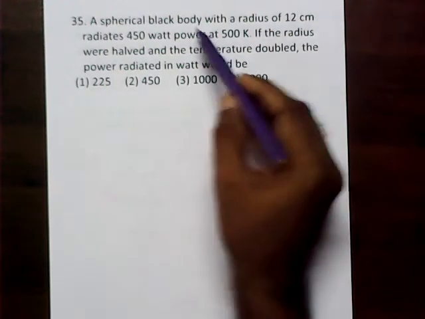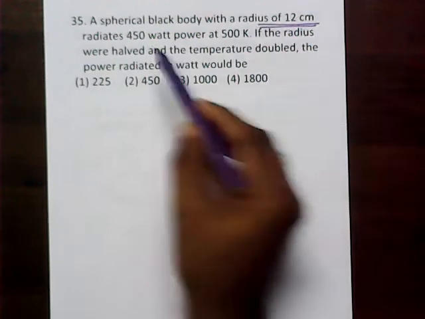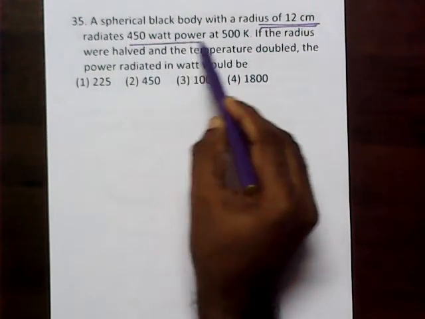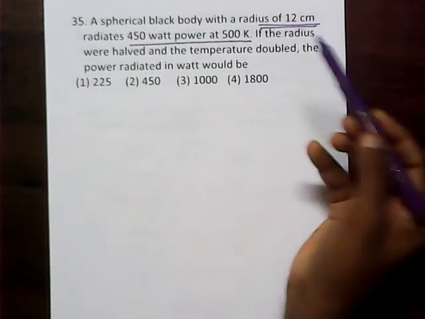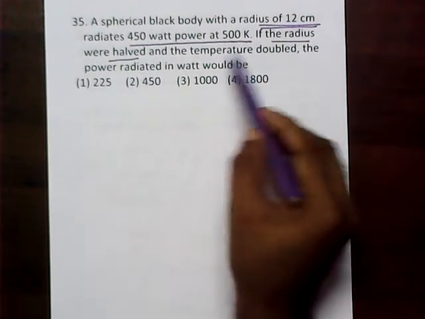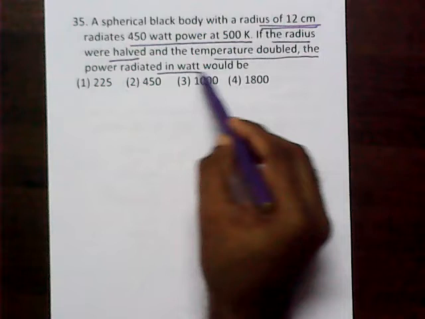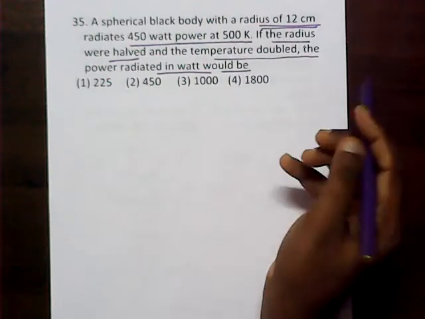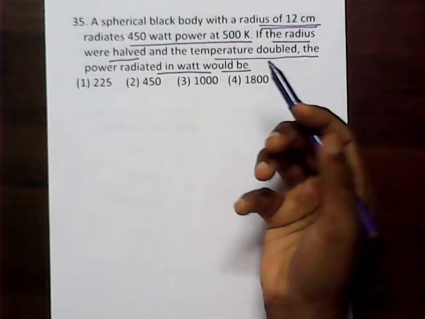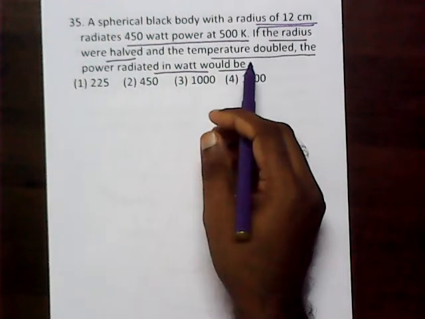A spherical black body with a radius of 12 centimeter radiates 450 watt power at 500 Kelvin. If the radius were halved and the temperature doubled, what would the power radiated be? So the radiation for a black body radiation. It is a very good concept there.